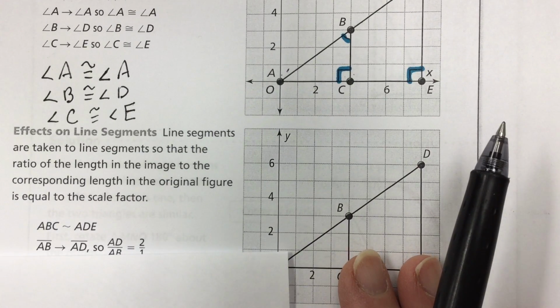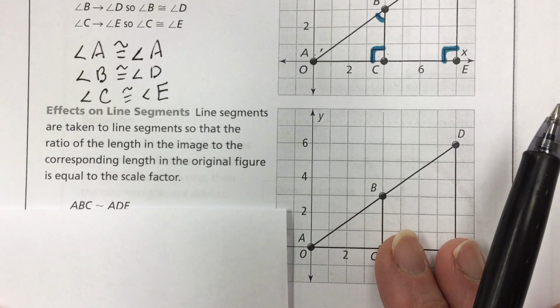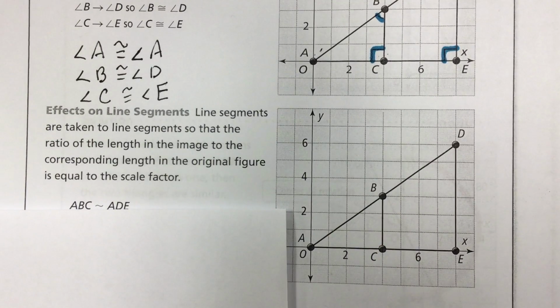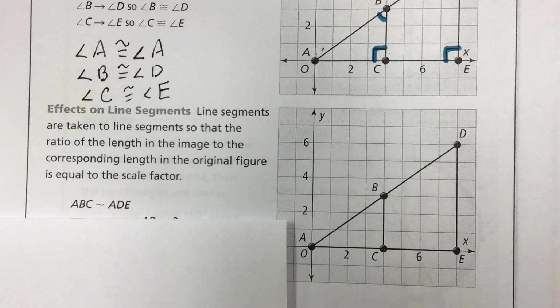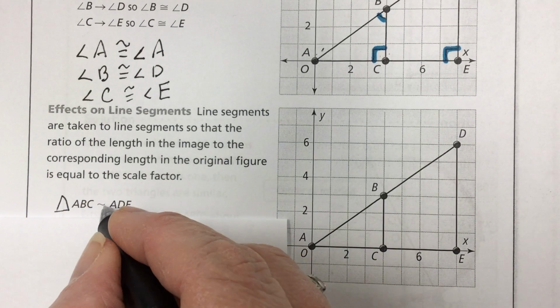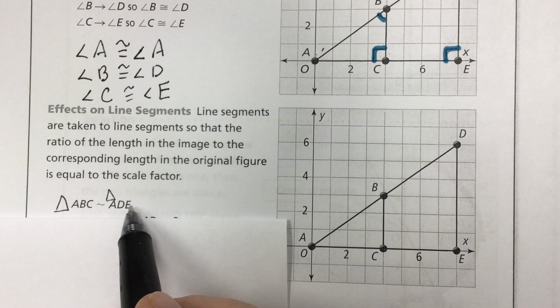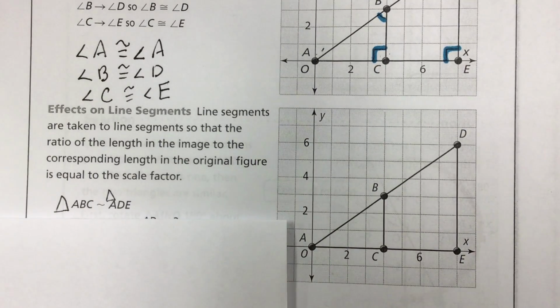Effects on line segments. Line segments are taken to line segments so that the ratio of the length in the image to the corresponding length in the original figure is equal to the scale factor. So, we go by the similarity statement again. We have these two triangles being similar. Now, when we know that triangles are similar, their corresponding angles are congruent and their sides are proportional. Therefore, we can form our scale factor.